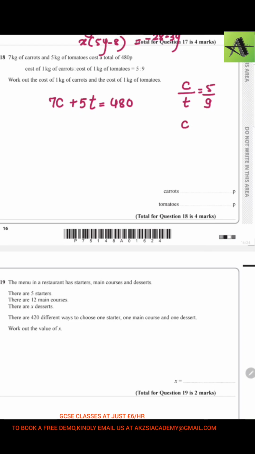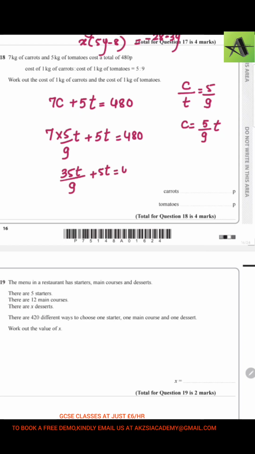From here, if I multiply both sides by T, I'll get C as 5/9 T. And I just need to plug in this value here. So this will be 7 times 5/9 T plus 5T equals 480. So this will be 35T/9 plus 5T equals 480. This will need taking the LCM because the denominator is 1. So I need to multiply this by 9 and this by 9 to make the denominators the same.